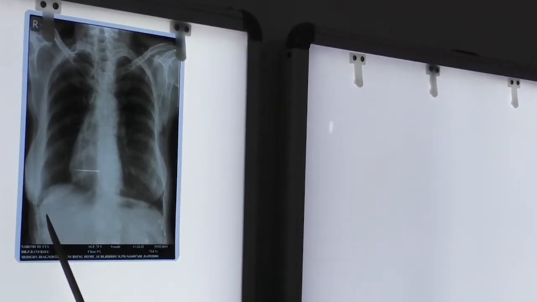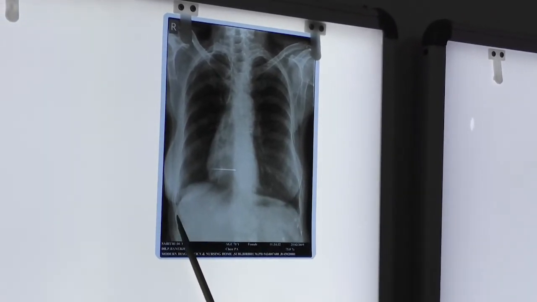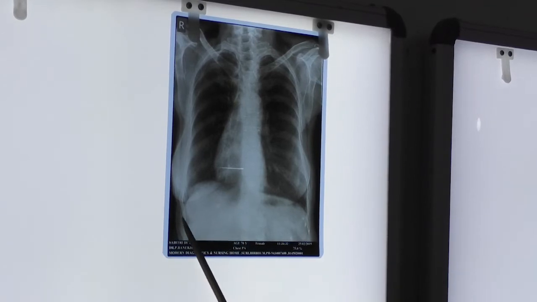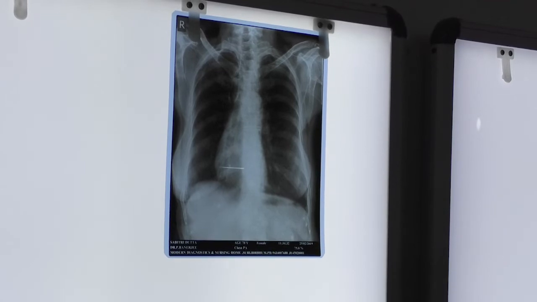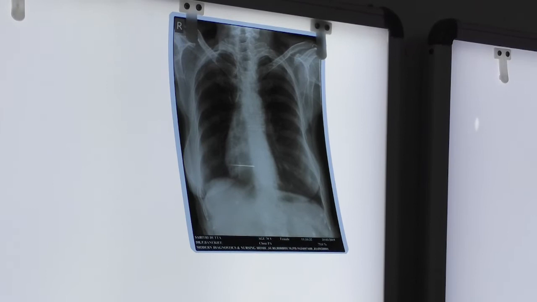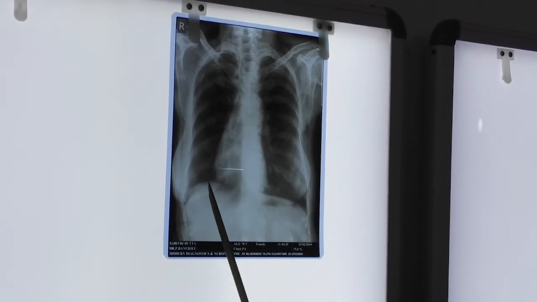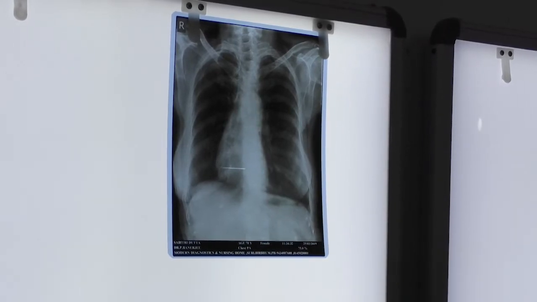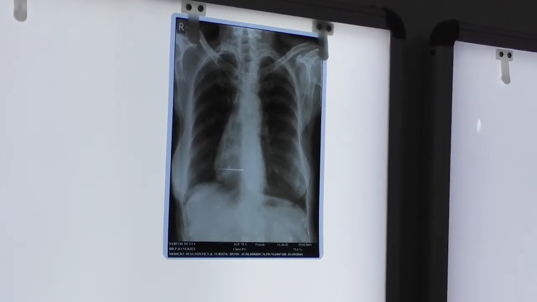Now we can see here also a white shadow. This is the shadow of the diaphragm. This is the right dome of the diaphragm and this is the left dome of the diaphragm. Okay. And this is the shadow of the heart, though it is not a typical shadow of the heart.